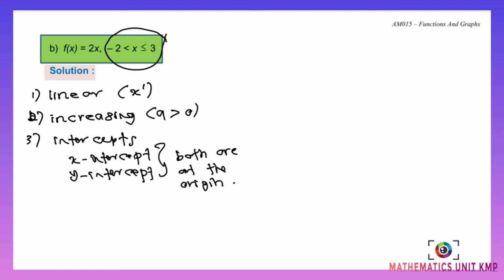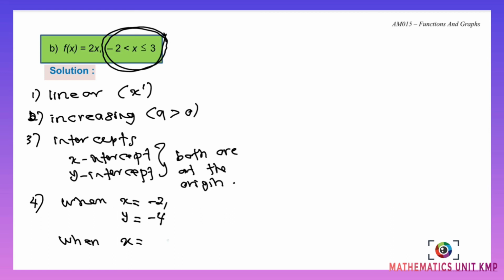Right. This one, but this one, pay attention on here. This one is actually the domain for the linear function. We are given a strict domain. Right? So our domain now is no longer negative infinity to infinity. So what we have to do here is we find the ends of the function. So when x equals negative 2, y equals negative 4, and when x equals 3, y equals 6. This one we sketch the graph.